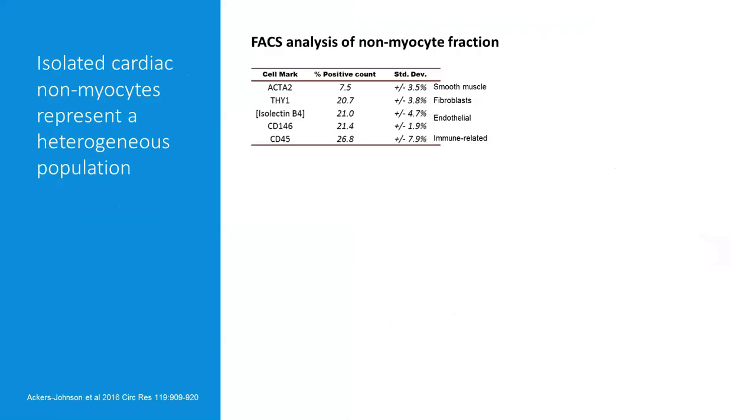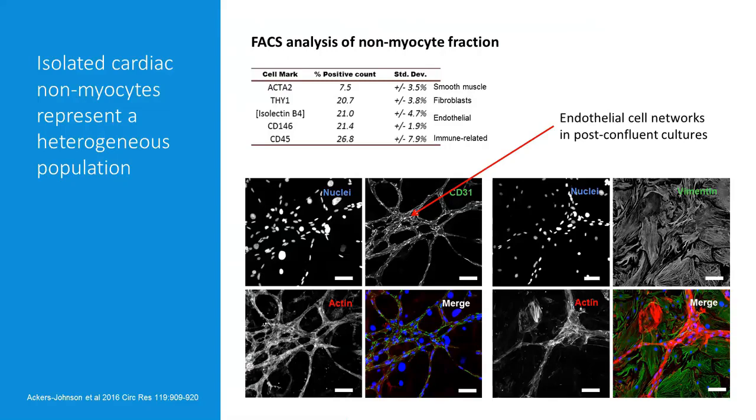Smooth muscle cells, we found, were 7.5%. Fibroblasts were 20.7%, endothelial cells around 20 to 40%, depending on what you consider them to be, and then immune-related cells around 26.8%. We've also cultured these cells for quite an extensive period of time and to full confluency, and in post-confluent cultures we've done a lot of staining experiments. We used, for example, vimentin to stain cardiac fibroblasts, which are shown in green in the right-hand panel. But we've also stained for endothelial cells and smooth muscle cells.